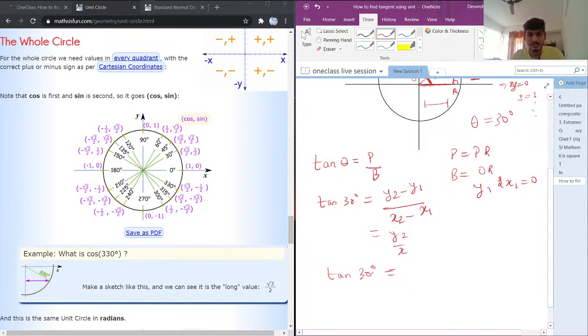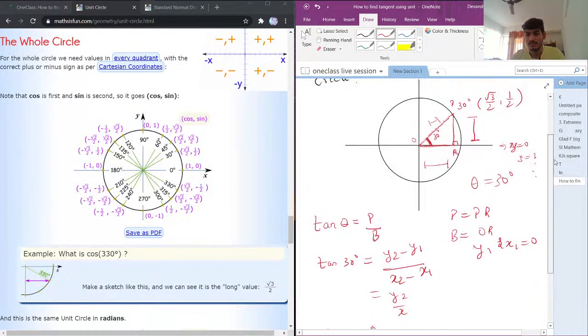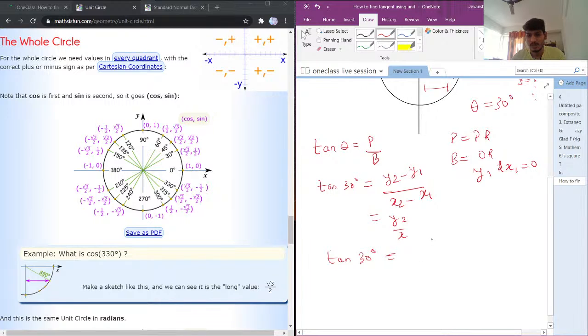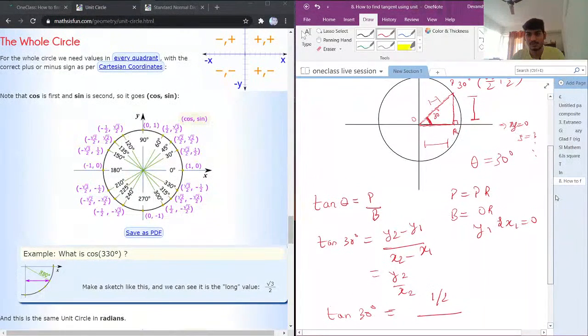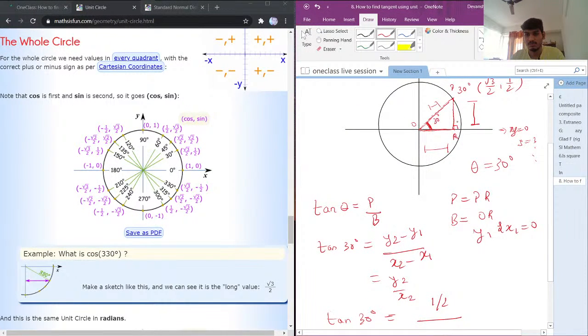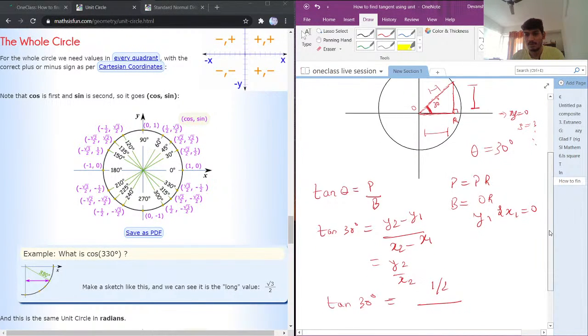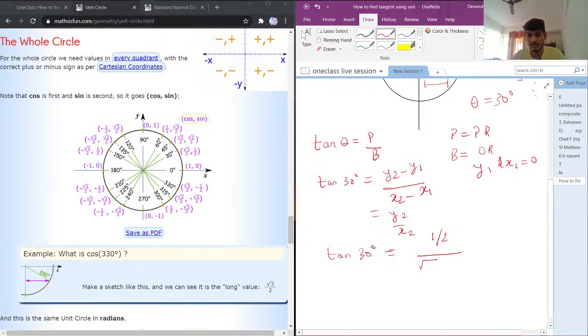So we have tangent of 30 degree as y2 minus y1. y2 is 1 by 2 and y1 is 0, so I will write 1 by 2 over x2 minus x1. The coordinate of x is root 3 by 2, and x1 is 0, so we'll just write root 3 by 2.